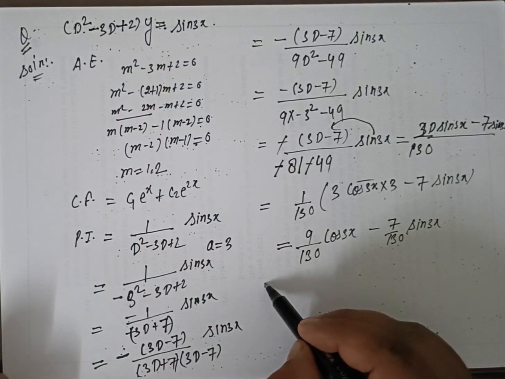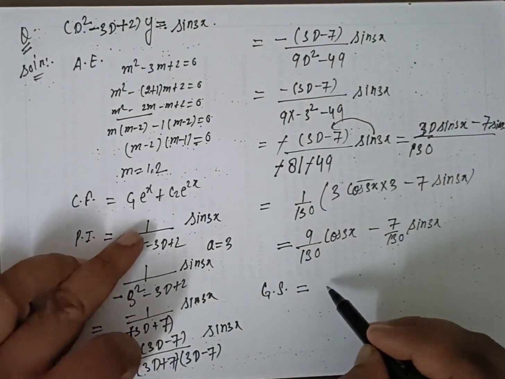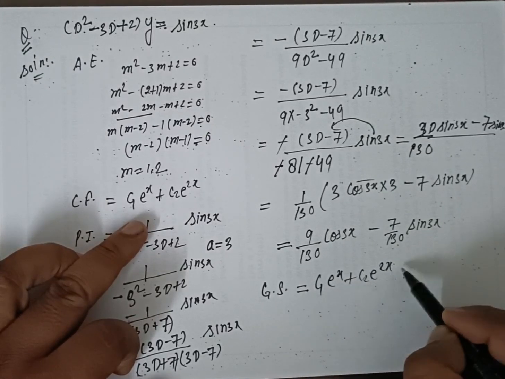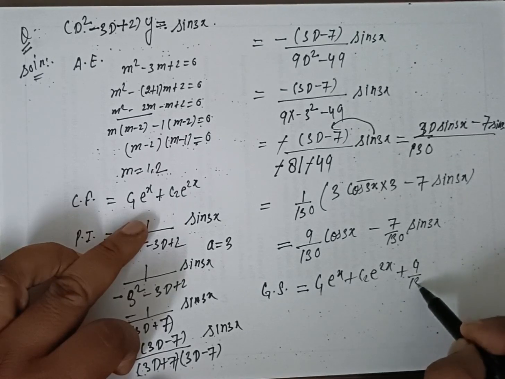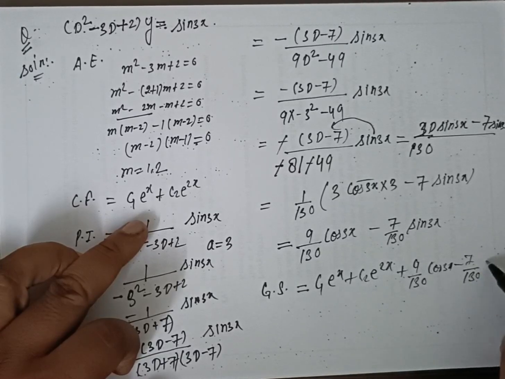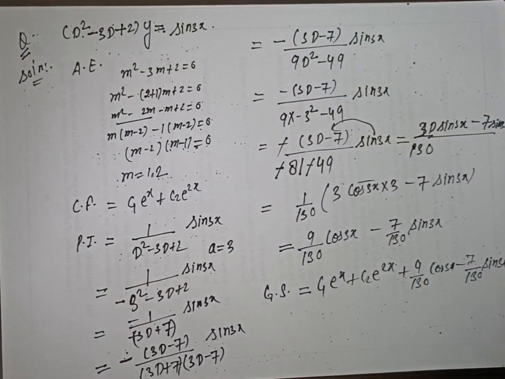So now what about the general solution? So general solution will be decided as CF plus PI, and the CF is C1 e to the power x and plus C2 e to the power 2x, and PI is 9 upon 130 cos 3x and minus 7 upon 130 sine 3x. So we have the varieties of questions, and obviously remember one thing, if you want to learn the topic, then you have to solve the varieties of question. After that you will hold the complete or the entire concept.